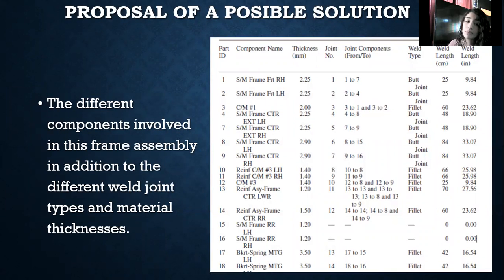The proposal of a possible solution. The different components involved in this frame assembly, in addition to the different weld joint types and material thicknesses, are shown in this table. You can see the part ID. The part ID is how they identify each part of the design, and the component name, the thickness, the joint components, the weld type, the weld length, in centimeters and in inches.